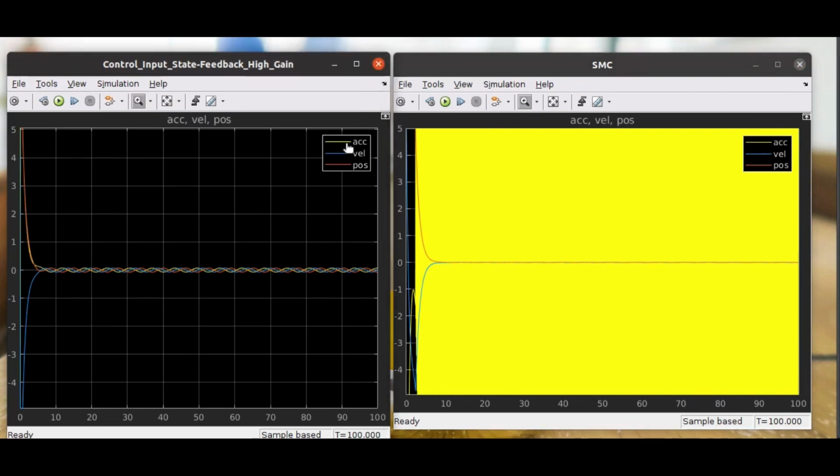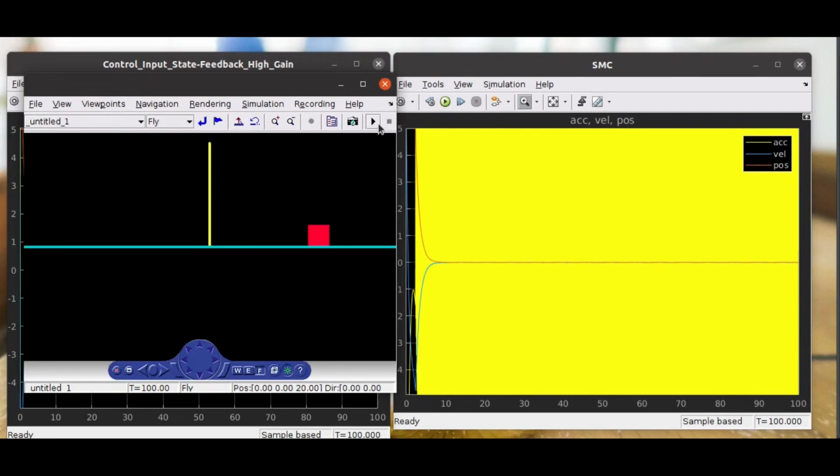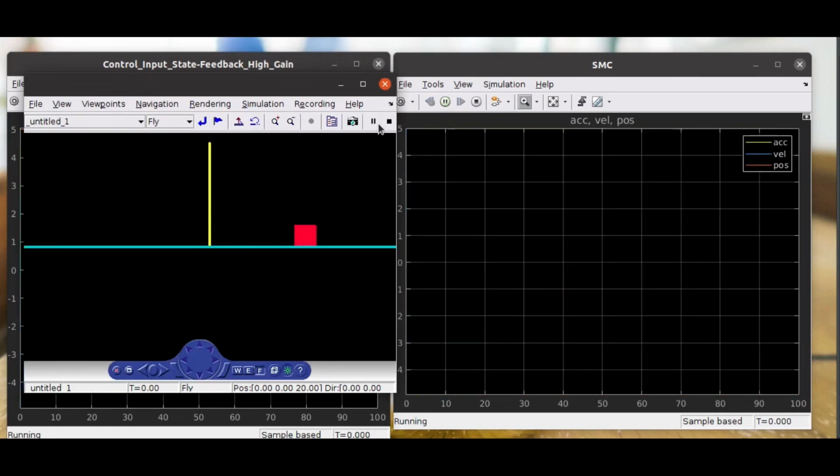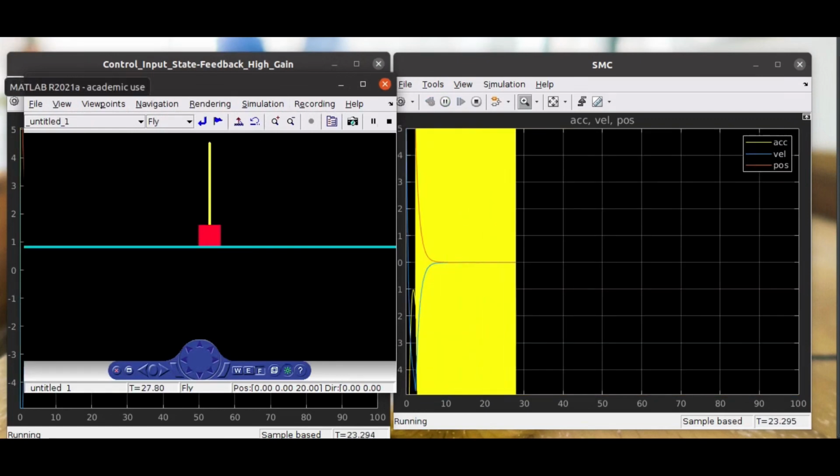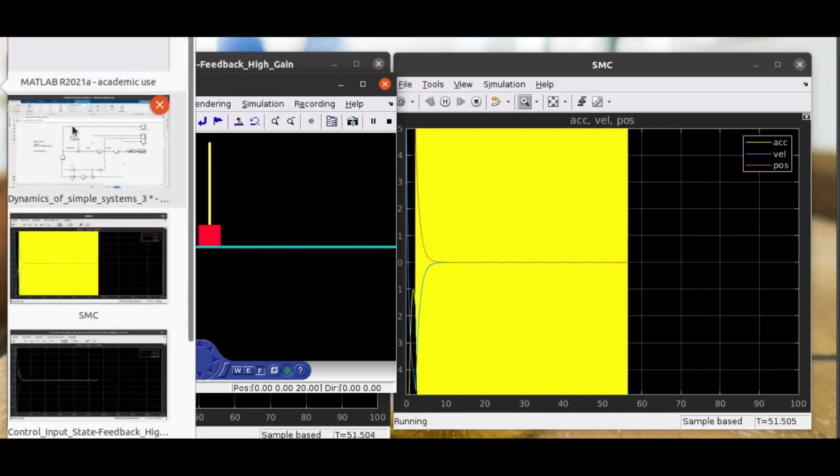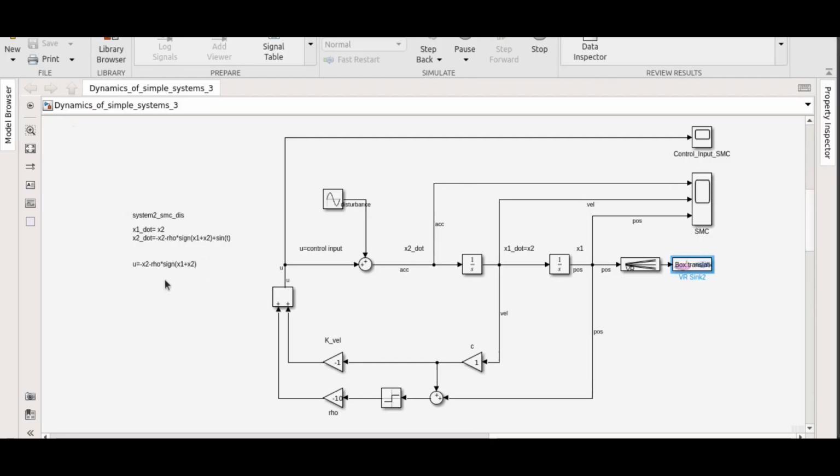The input U of sliding mode controller can be obtained mathematically. The value of parameter rho can also be obtained depending on the bound of disturbance. In the next video, we will see how to do that.